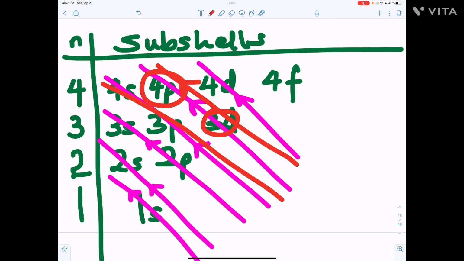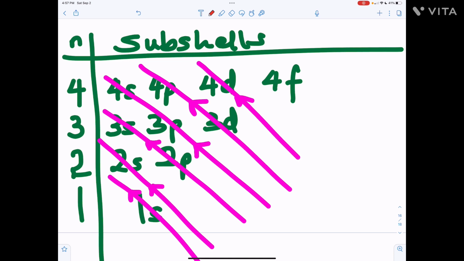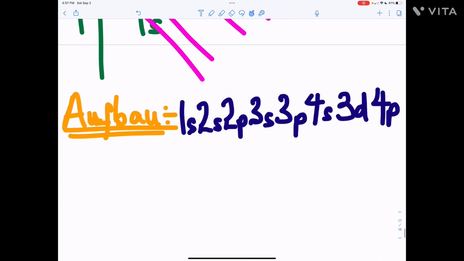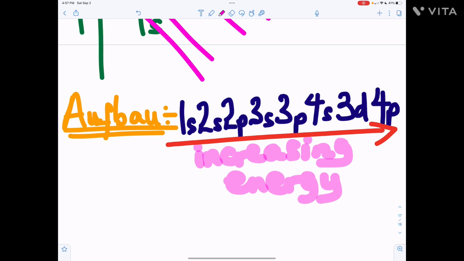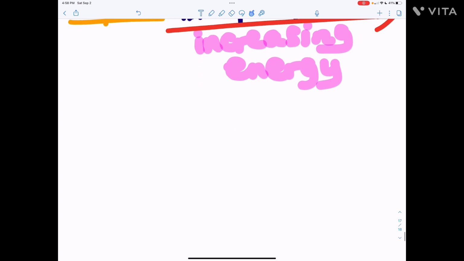Just in this order. So take note of the arrangement. That's what's referred to as the Aufbau principle. If I were to draw a line here, this line will show increasing what? Energy. So electrons occupy subshells in an atom in order of increasing energy. They occupy the ones with the lowest energy first before occupying the ones with the higher energies. So that's the Aufbau principle.